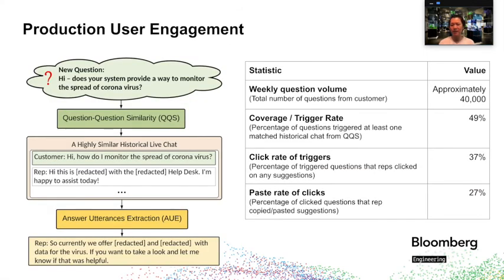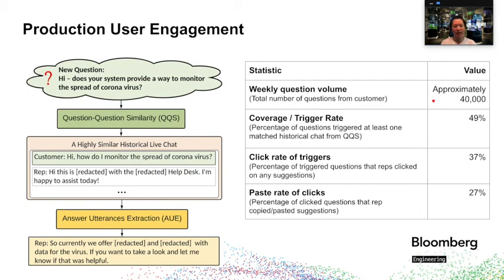Our application is deployed to production, and see the left-hand side chart. First, if a new question is coming in, then our QQS component will select up to 2 similar historical chats and display them to the representatives. And if the representative clicks into any suggested chat, our AUE component will locate where the answers are and highlight those answer utterances for the rep in the whole chat. So with that, we track a few production statistics.